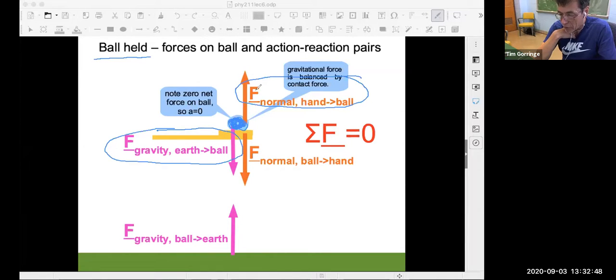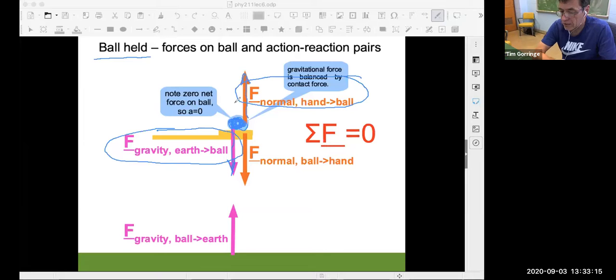And when I've written the force, I've written it in this complicated subscript way where I'm saying it's a contact or a normal force of my hand that's acting on the ball. And so those two force arrows are the two forces that act on the ball. This magenta one downwards, this orange one upwards.